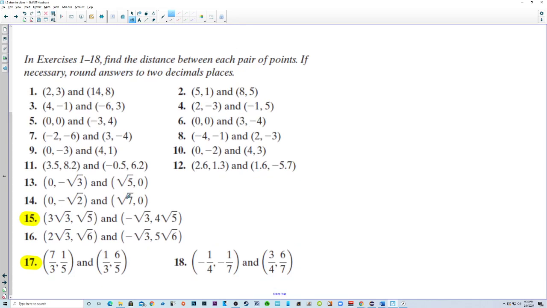Find the distance between each pair of points. If necessary, round answers to 2 decimal places. Well, you have to do 15, so maybe we do 16 here. So what do we do in distance formula? So number 16, the distance is equal to the square root of, let's see, we've got negative square root of 3 minus 3 square root of 3 squared, and then plus square root of 5 minus square root of 5 squared.